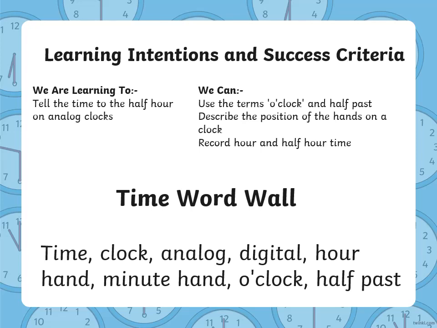We can use the terms o'clock and half past, describe the position of the hands on a clock, and record hour and half-hour time. It's really important that you take notice of our time word wall. These words will be really important to help you complete any tasks that we have today. So the words on our word wall today are time, clock, analog, digital, hour hand, minute hand, o'clock, and half past.